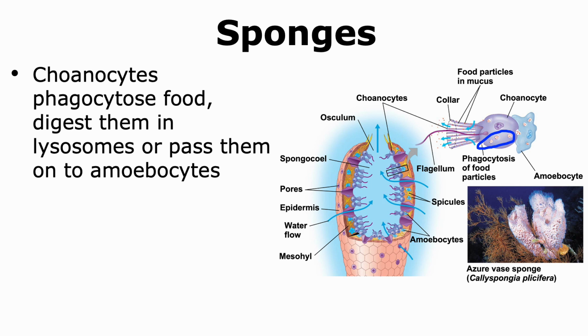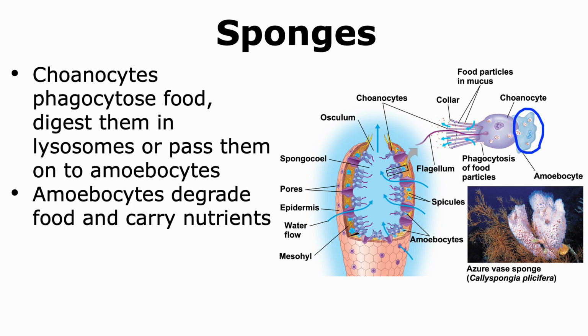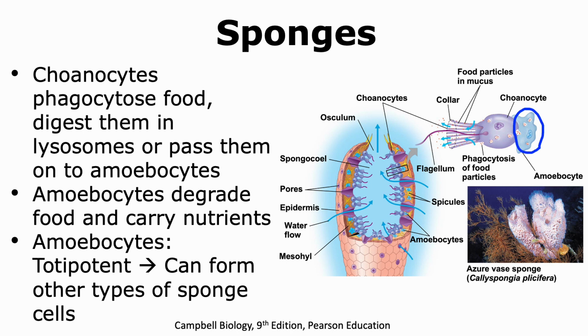Once the food particles are degraded into smaller molecules, they can pass them on to specialized cells called amoebocytes, or in some situations, they can directly pass the food particles to the amoebocytes. The amoebocytes then degrade the food further if the need arises and carry the nutrients to other parts of the sponge. The amoebocytes are also known to be totipotent, wherein they can form other types of cells present in the sponge. Thus, in this scenario, the food is taken up by the cells present in the sponge, which are the choanocytes, and thus intracellular digestion is what is happening in these animals.